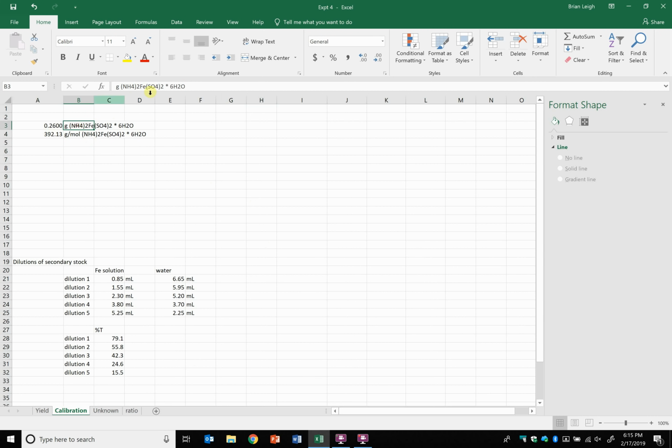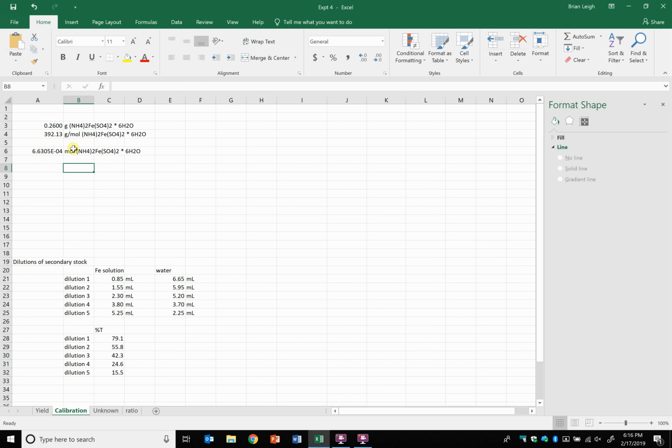So first things first, we'll probably want to know how many moles of this material we added. So I'll put this down here, change that to moles. How many moles of this material do we have? And of course, it's simply the grams divided by the molecular weight. And that gives us 6.6 times 10 to the fourth.